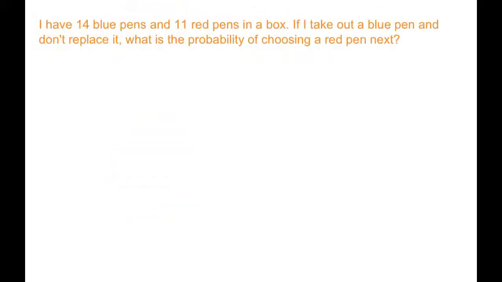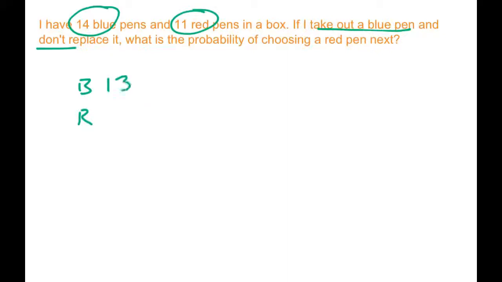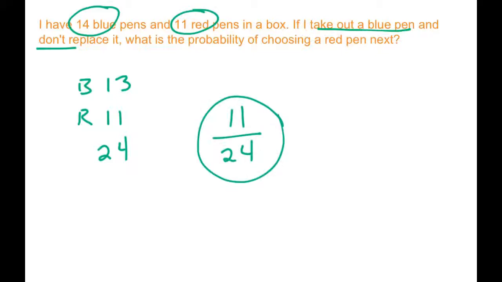All right, I have 14 blue pens and 11 red pens in a box. If I take out a blue pen and don't replace it, what is the probability of choosing a red pen next? Alright, so I got 14 blue, I have 11 red. I'm going to take out a blue, and I'm not replacing it. Okay, so now, if I take a blue out and don't replace it, I only have 13 blue. I still have 11 red. That gives me 24 altogether. So what is the probability of using a red pen next? I have 11 red, I have 24 altogether, 11/24.